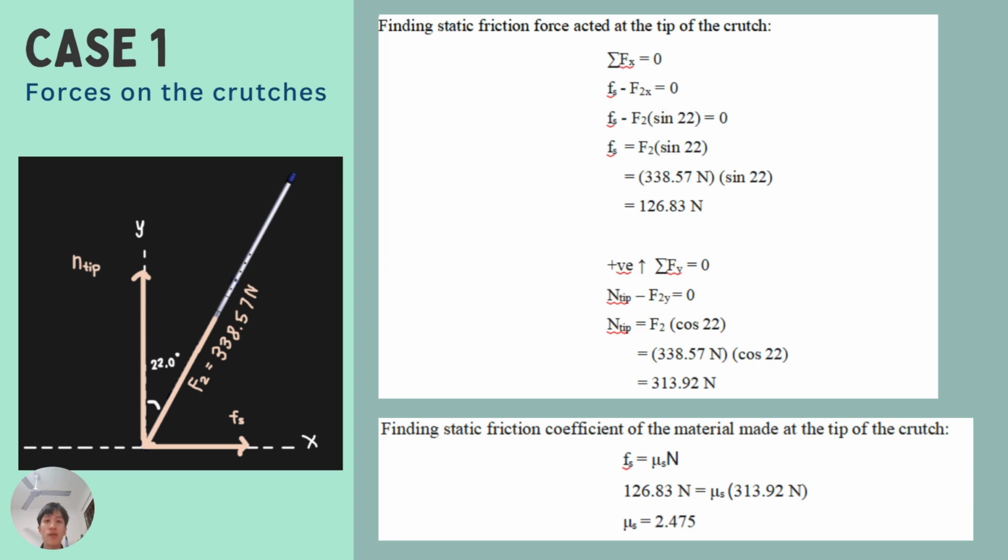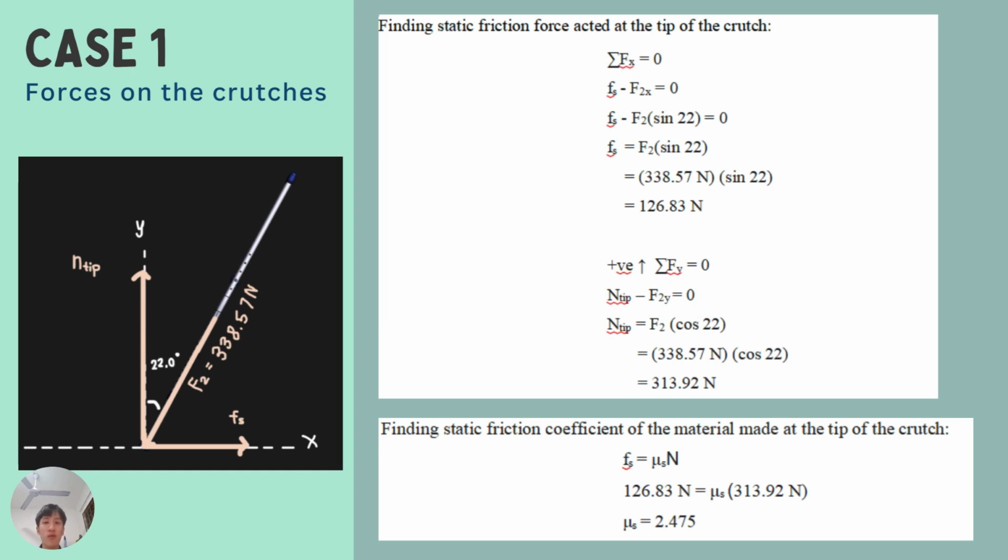Here we assume the crutch is not in movement, so there's a static friction force acted at the tip of the crutch. So we use the equilibrium analysis of horizontal components, which is the sum of Fx equal to 0. There are 2 horizontal components here, which is the static friction force and the horizontal component of F2. So we equal them up together, do a bit of calculation, and we get the static friction force is equal to 136.583 Newton.